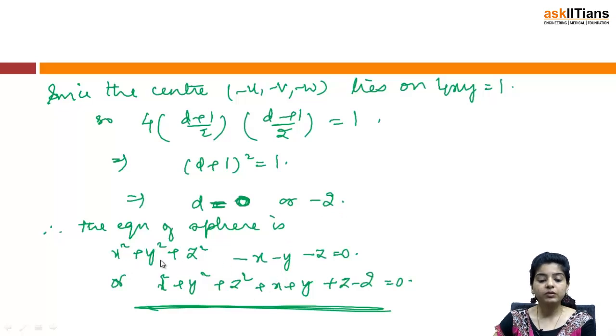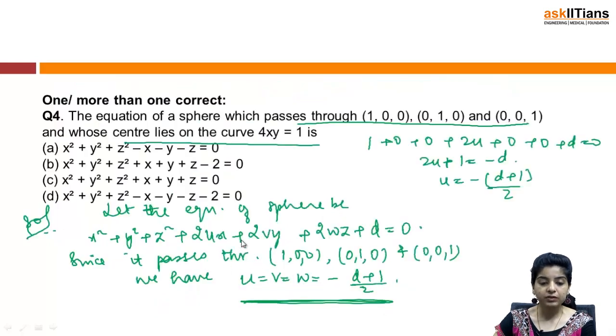We have obtained x square plus y square plus z square minus x minus y minus z is 0. So the first option is correct. Then we have obtained plus x plus y plus z minus 2. So A and B options are correct.